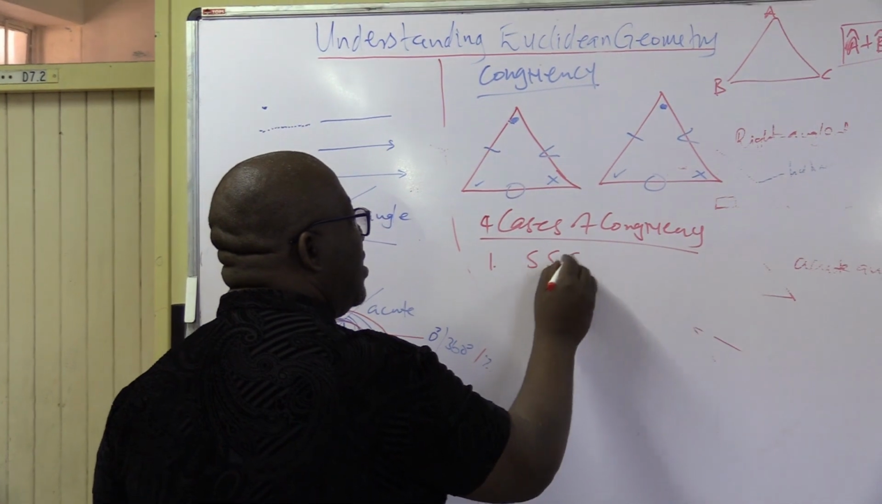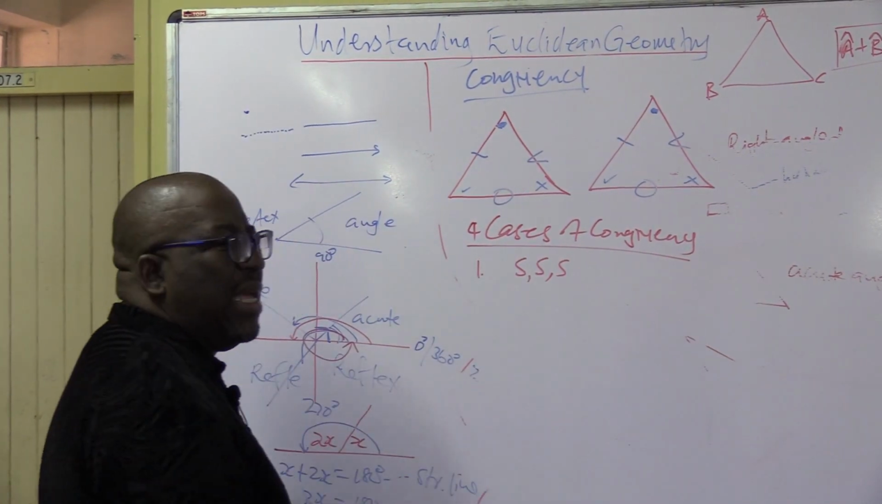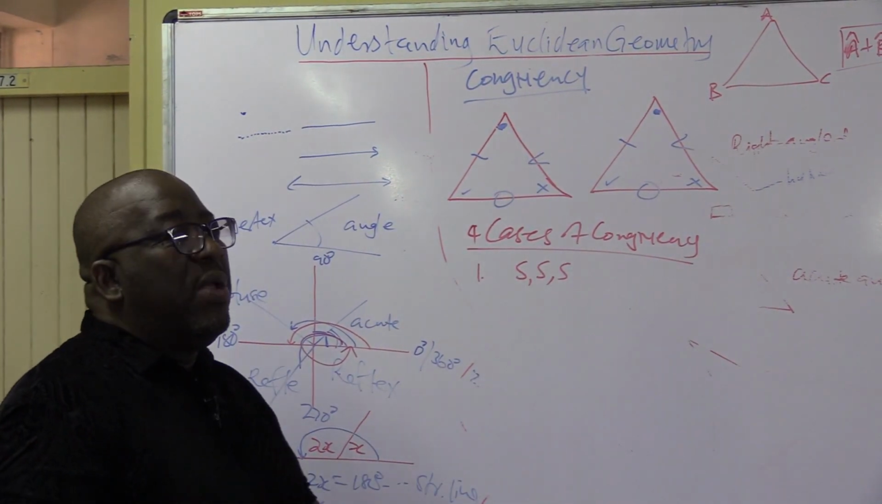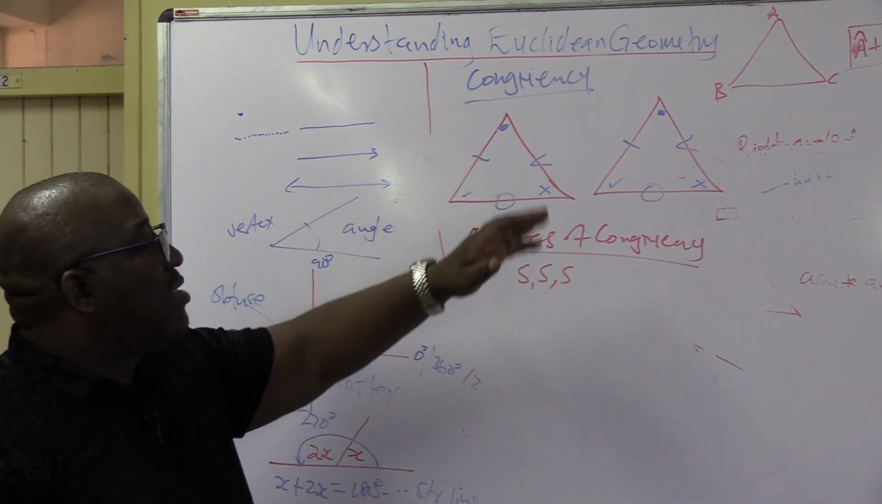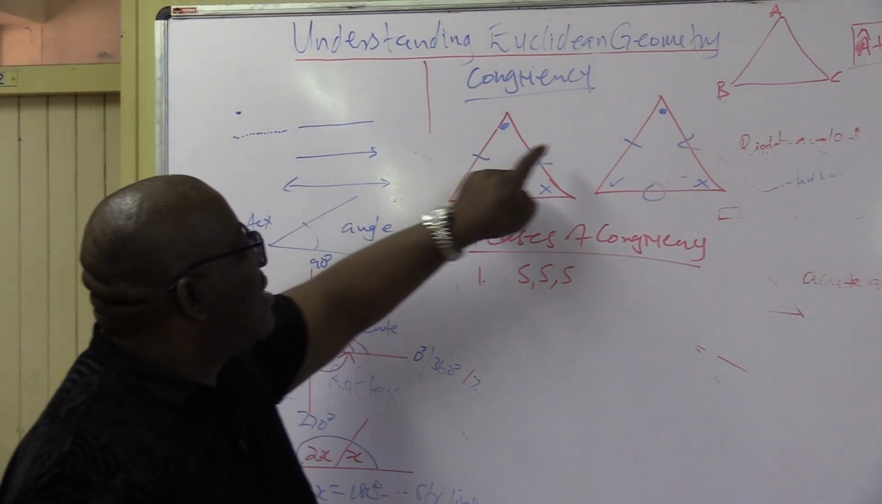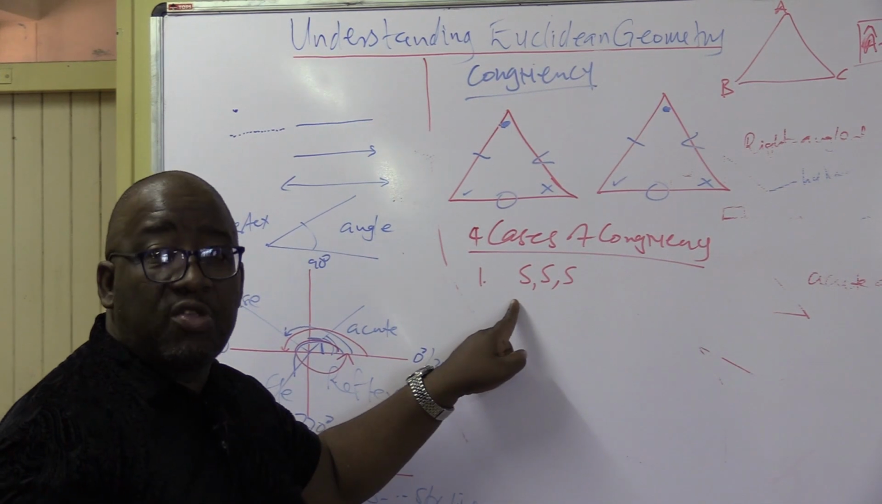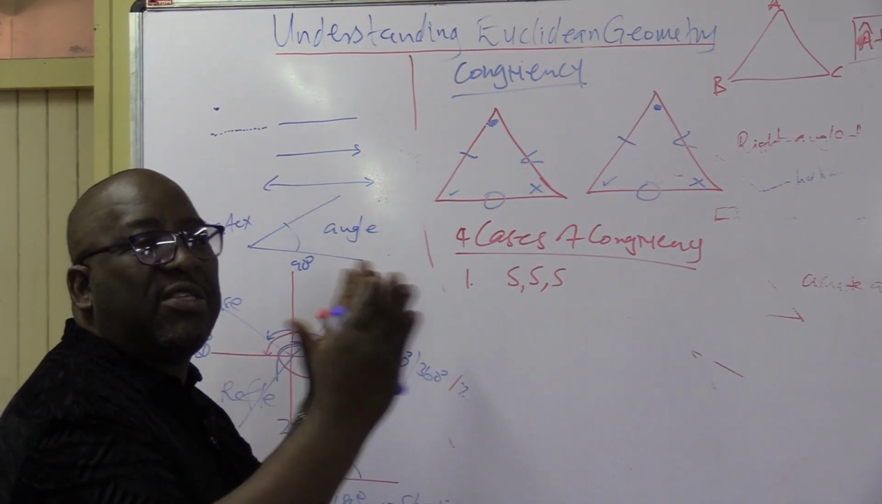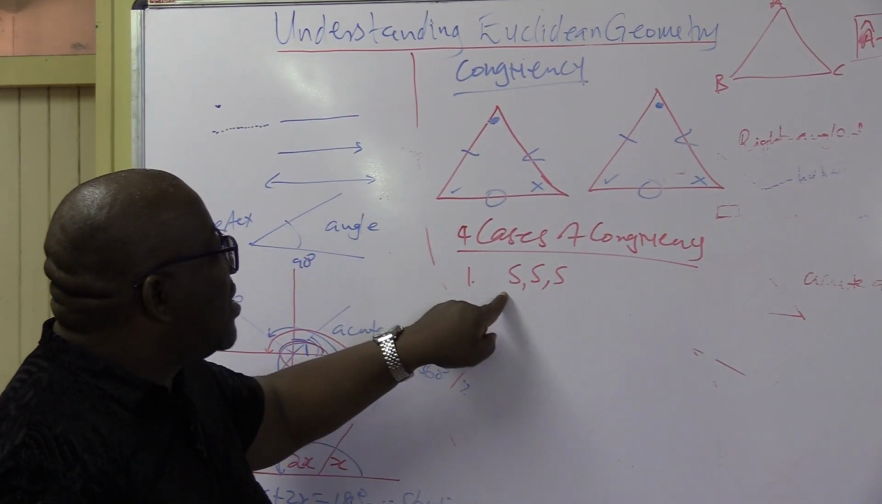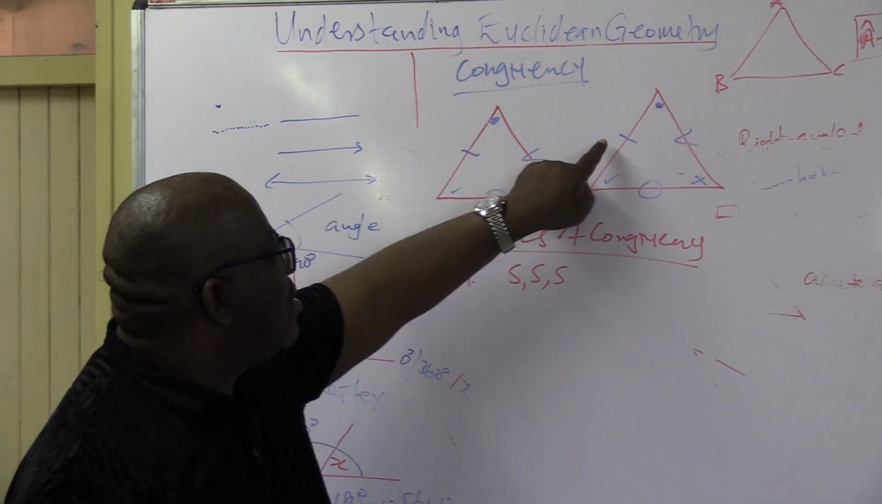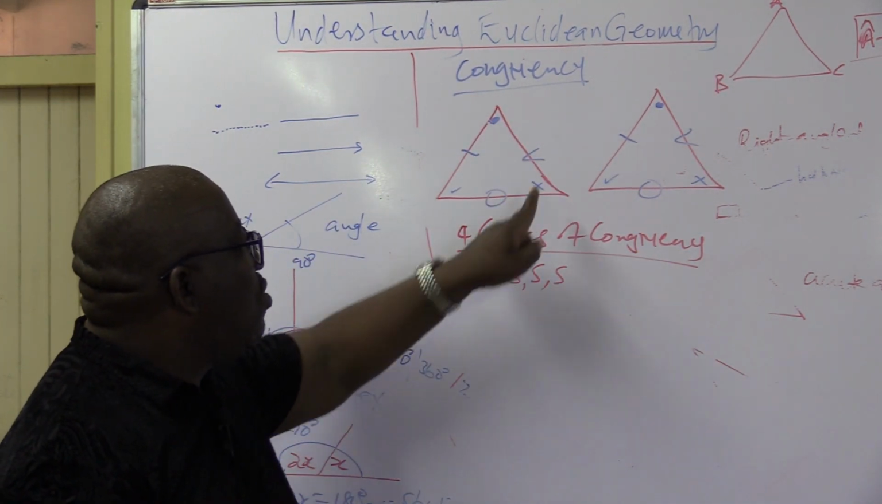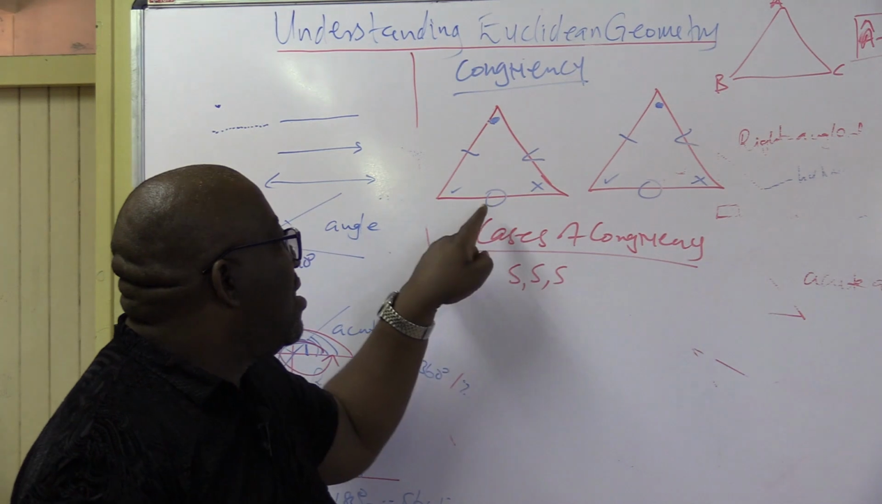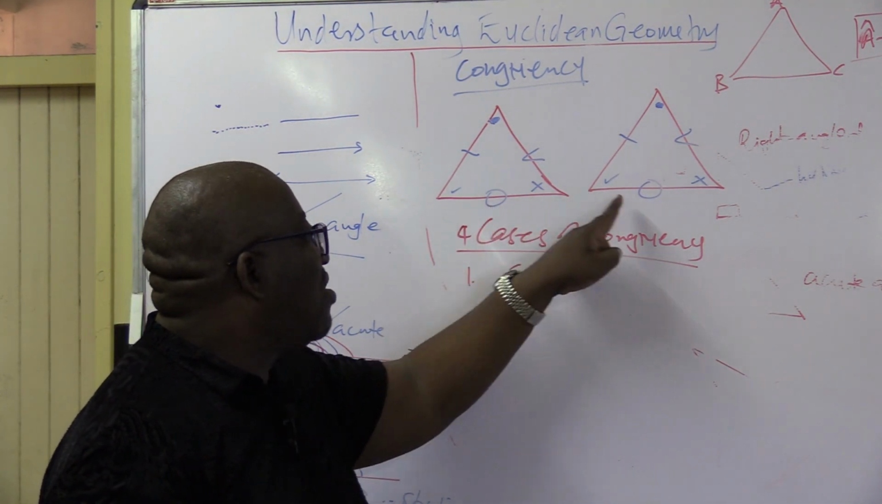1, it's side, side, side. What do you mean by side, side, side? We mean if I've got 2 triangles, I've got to show that this side is the same as this side. That's the first side. So side compares 2 sides of 2 triangles. So when we say side, we are saying this side is equal to this side. When we say side again, we're saying this side is equal to that side. That's S, this side is equal to that side.